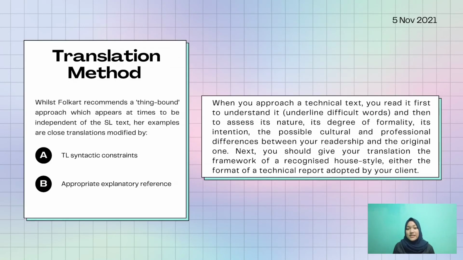The last is translation method. Newmark recommends a think-bound approach which appears at times to be independent of the SL text. His examples are close translation modified by TL syntactic constraints, and appropriate explanatory reference. When you approach a technical text, you read it first to understand it, and then to assess its nature, its degree of formality, its intention, and the possible cultural and professional differences between your readership and the original one.